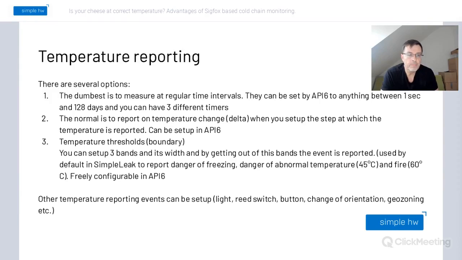At the same time, other events can be, one can do in the firmware. One can trigger the temperature reporting by other events: light ingression, reed switch button, change of orientation, geozoning. So if you have a use case where you need to trigger reporting of the temperature by some external events, this can be done as well.